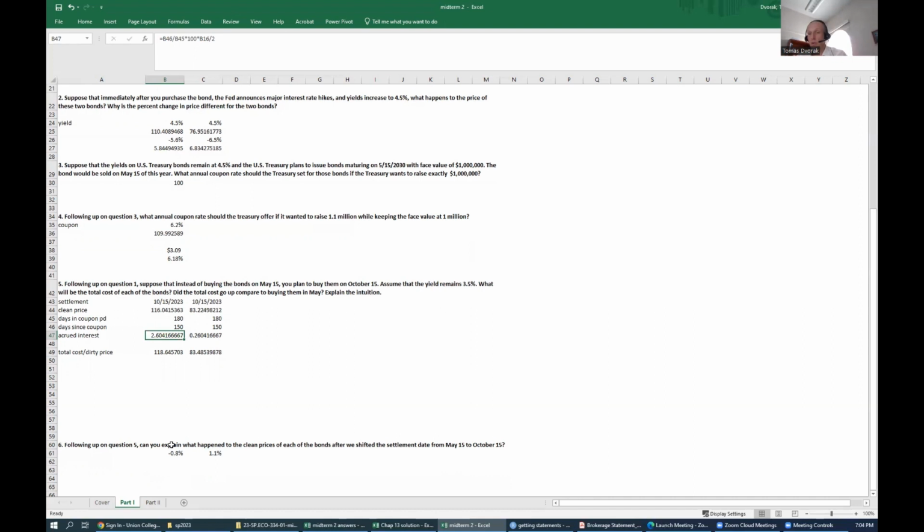So in order for us to get compensated for paying this extra yield, the seller will actually need to give us a discount on the bond. And that's why the clean price is actually going to go down. In contrast, the clean price for the low coupon bond actually went up. Why did it go up?